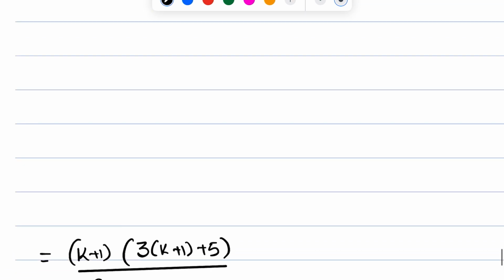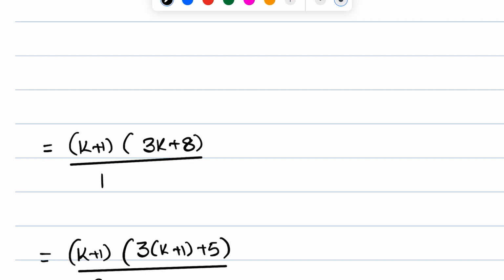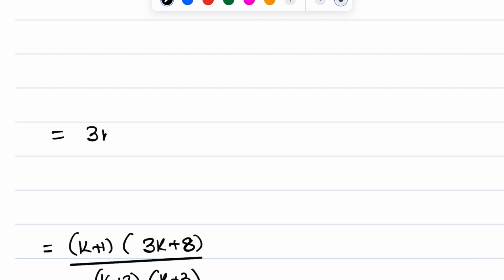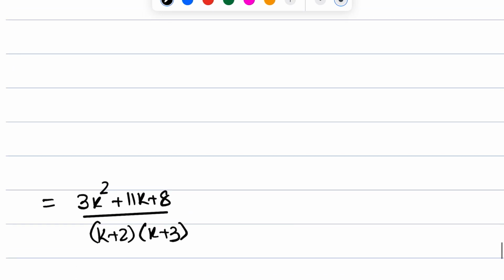So what should be my previous step? Bottom up approach is better for these kinds of questions. K plus 1 times 3k plus 3 plus 5 is plus 8, divided by k plus 2 times k plus 3. This should have been the previous step. The step before that would have been, expand it out, 3k square plus 3k plus 8k is 11k plus 8 divided by k plus 2 times k plus 3. This would have been the previous step.